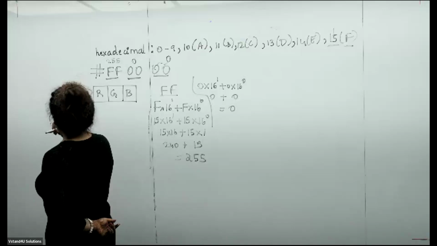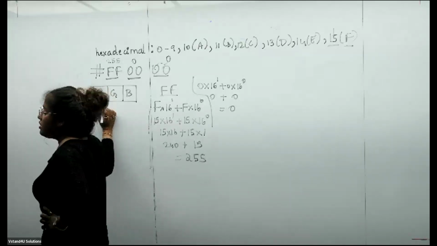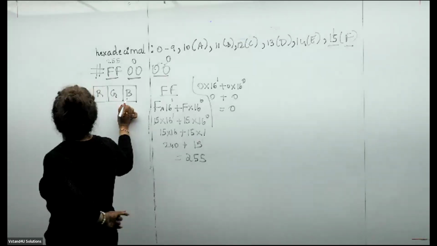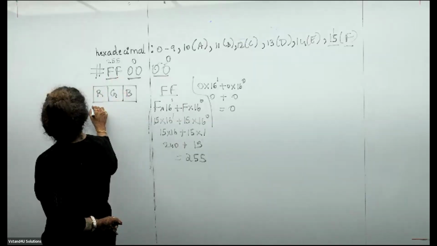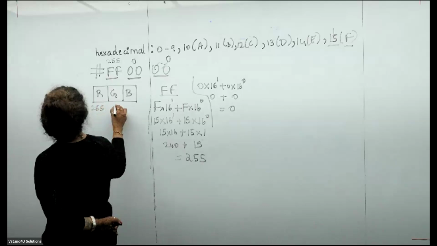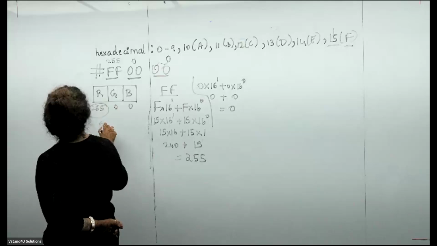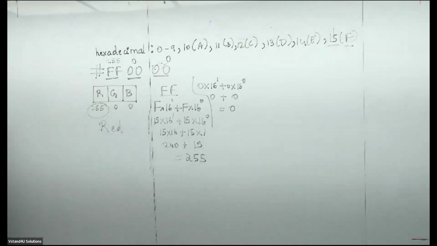As I said before while explaining RGB colors, R stores 8 bits, G also stores 8 bits, and B also stores 8 bits. So now, what is the first value? It is 255, 0 and 0. So the color is nothing but red. Clear, Santosh?